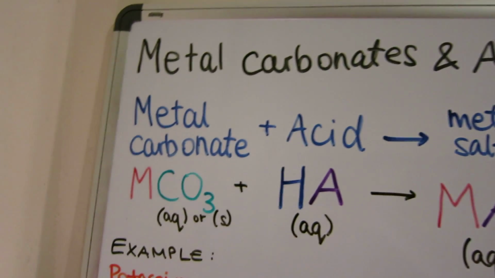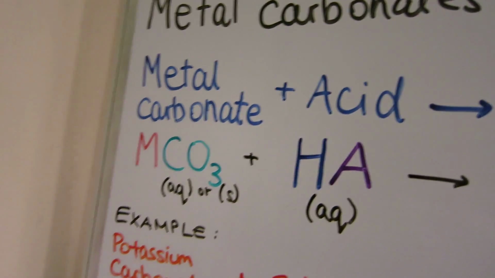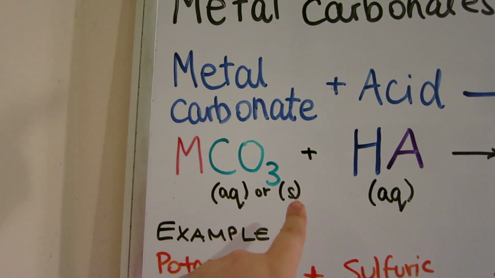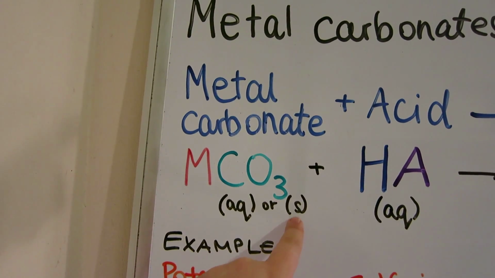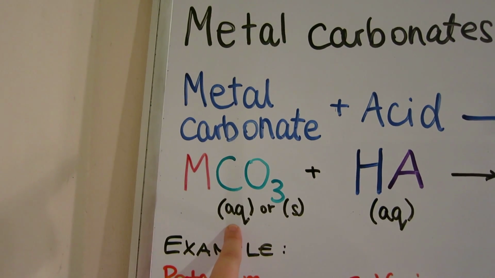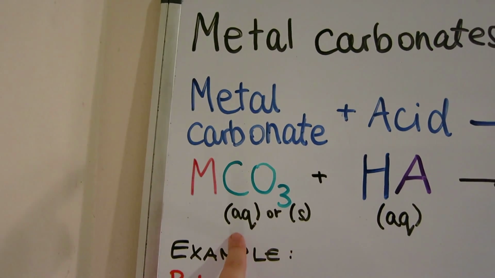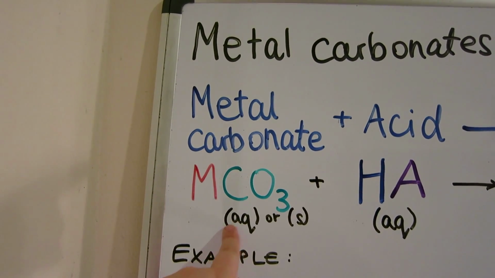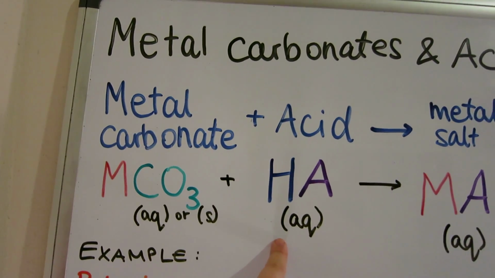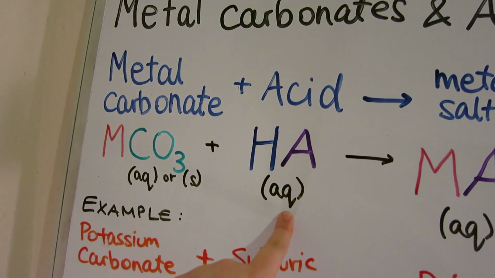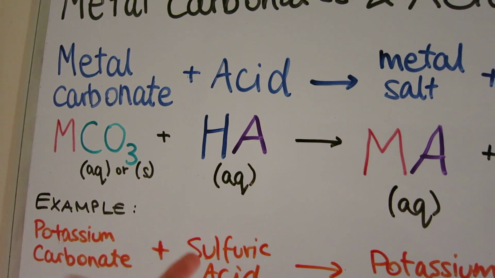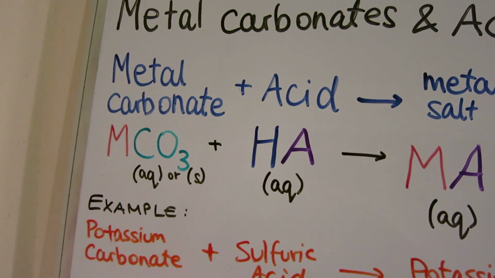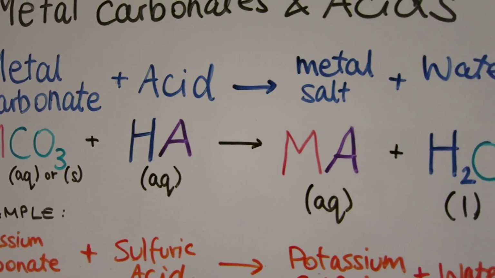Just looking at our generic equation, just so you can see the breakdown of it, our metal carbonate, remember, it can either be a solid, or if we've already got it in solution, so we've got the powder and we've put it into water, we put that as an aqueous solution, so AQ. Our acid is in aqueous solution, or we can also have it as a liquid. If you want to check that, check the video from your last video that you should have looked at.